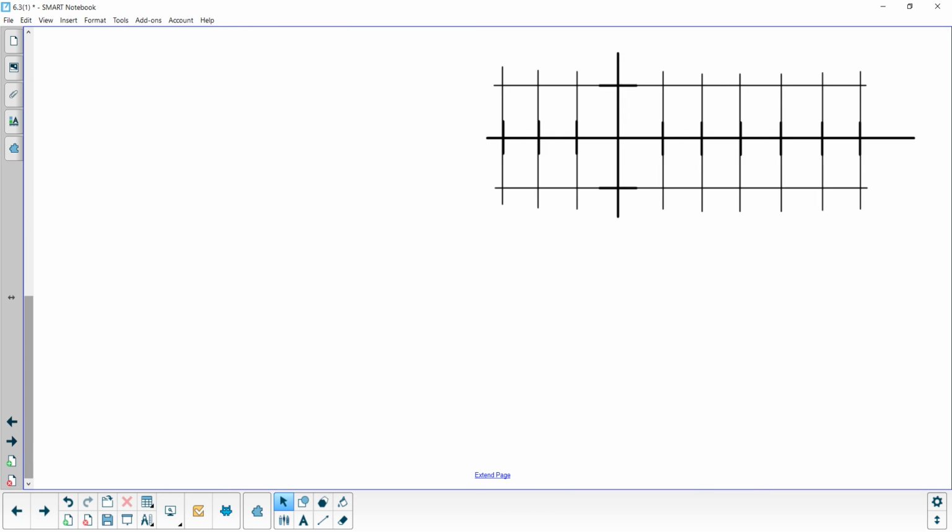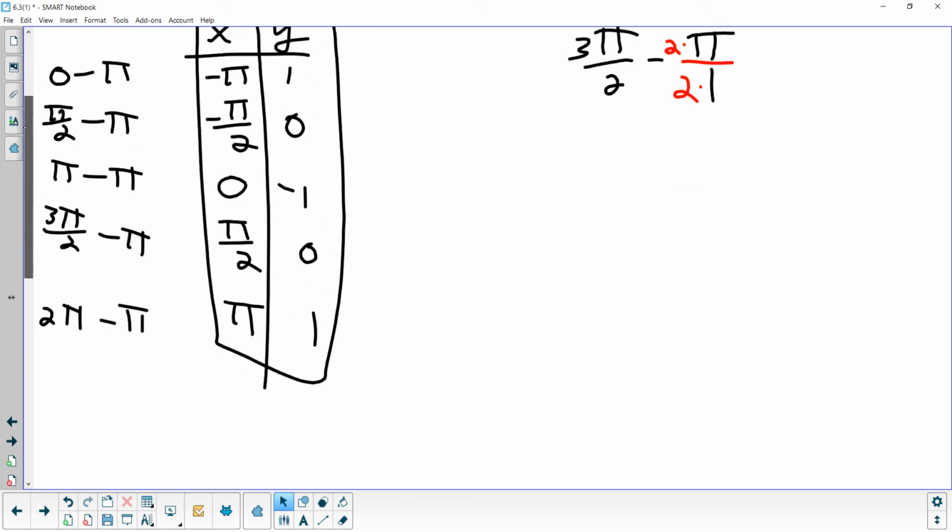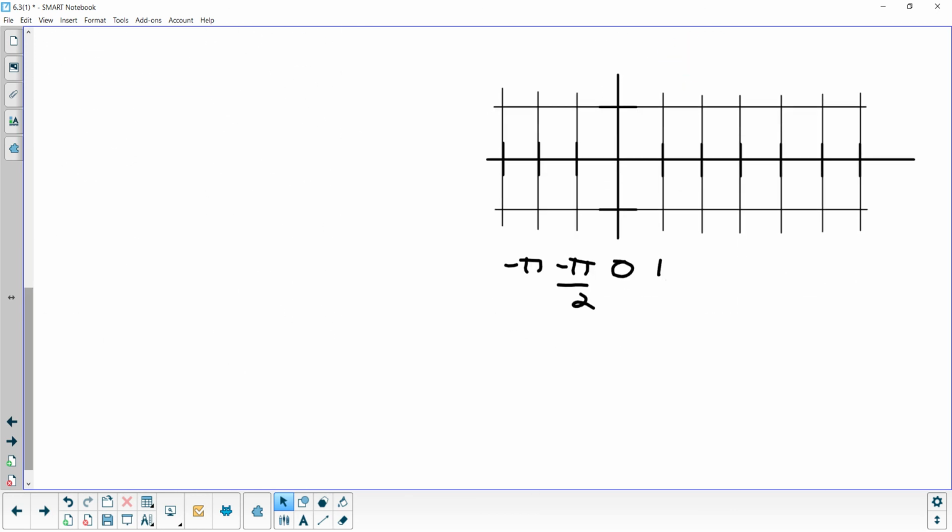So we need negative pi. I would put that one here. Negative pi over 2. And the axis is always 0. You can't change that. Don't ever label the axis anything other than 0, X or Y axis. We need pi over 2, and we need pi.